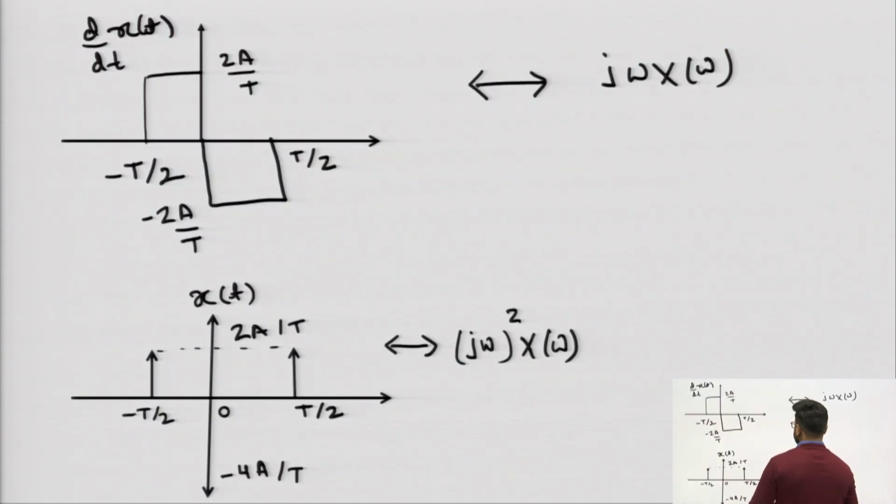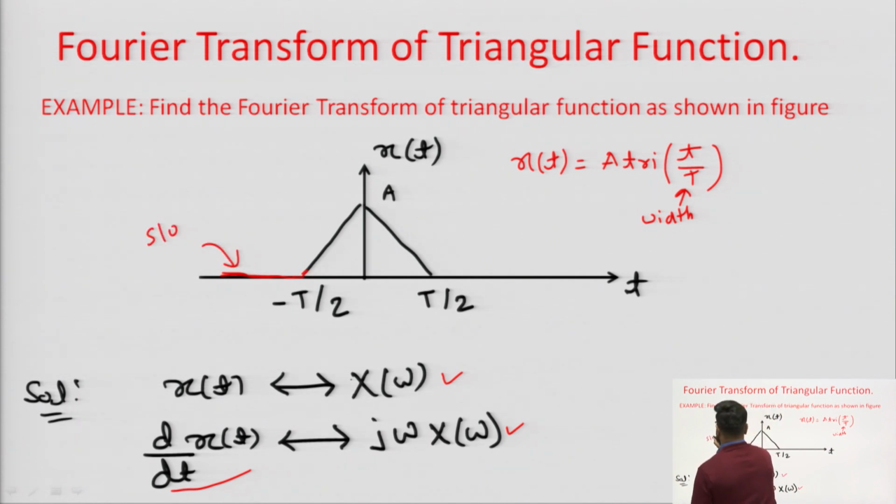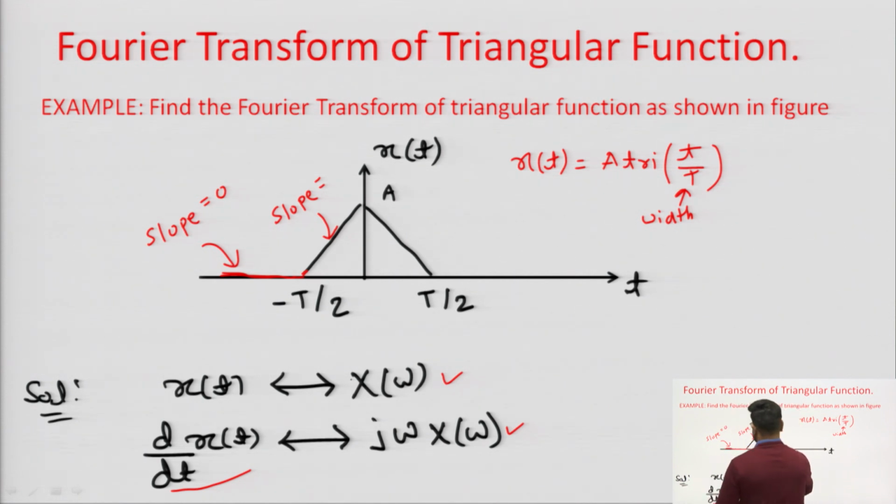So, d by dt of x of t will be evaluated like this. When you see this signal, there is a slope change. Before minus T by 2, the slope is 0. Then it is rising up to A in a time period of T by 2, so its slope will be 2A by T.